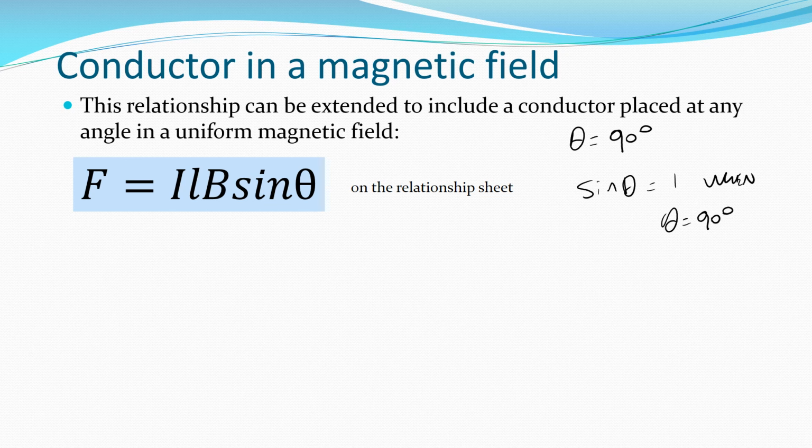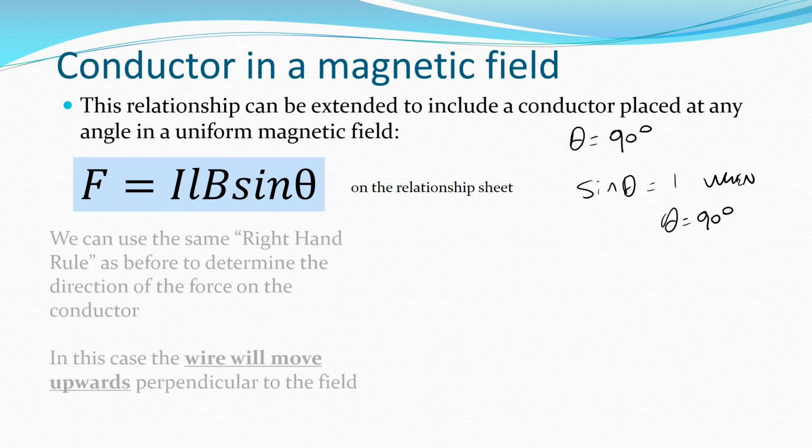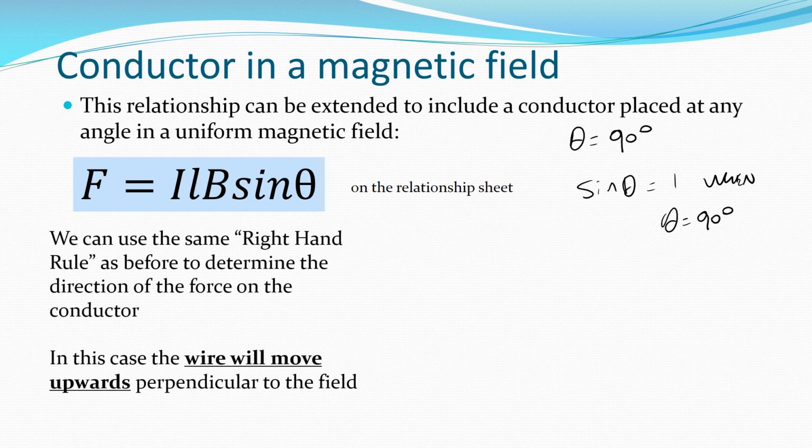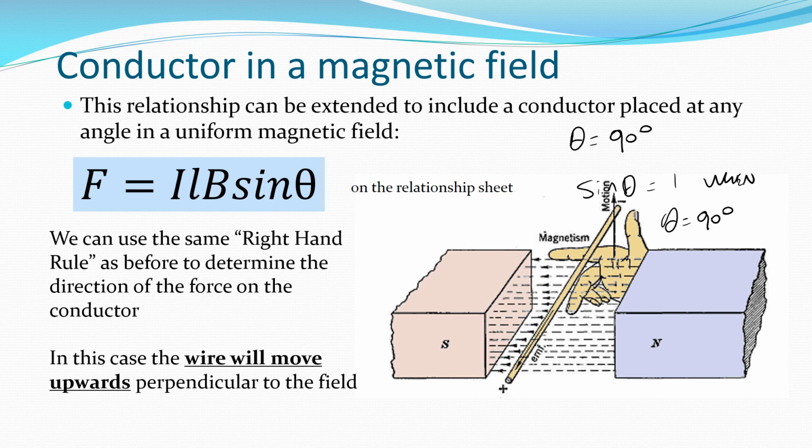This is a relationship on the relationship sheet, but it's useful to remember F equals ILB when we're dealing at right angles, as this is pretty common within questions. So we can use the same right-hand rule which we used in Higher in order to determine the direction of the force on the conductor. In the case of the example here, we can see that the wire will move upwards. So use the right-hand rule just now. Have a look at the diagram.